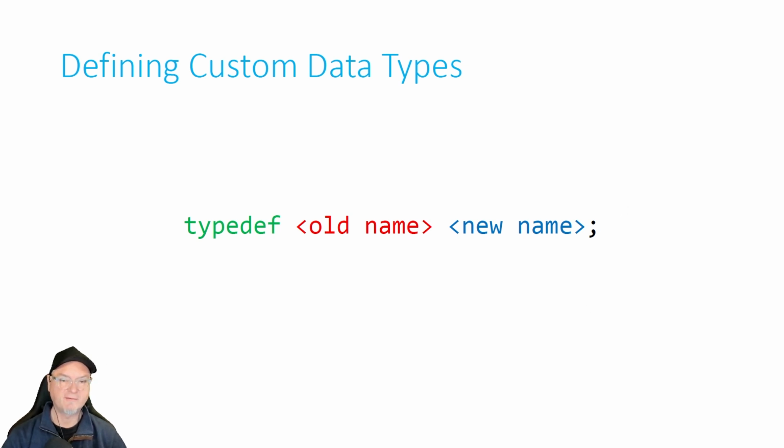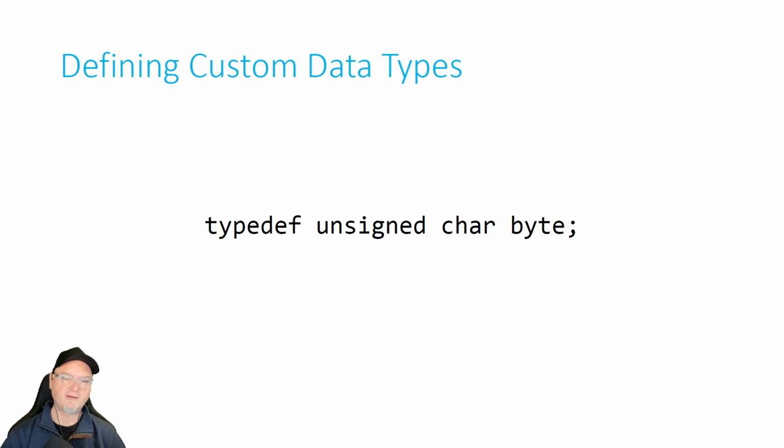I'm just going to go through a couple of examples to show you how you can build on this idea. So for example, you might have a typedef for an unsigned char and rename it to byte, semicolon. So the typedef is the keyword, the unsigned char is the old name, and there's nothing stopping you from using unsigned char in your programs. It's just more awkward than the very elegant way of naming an unsigned char a byte.